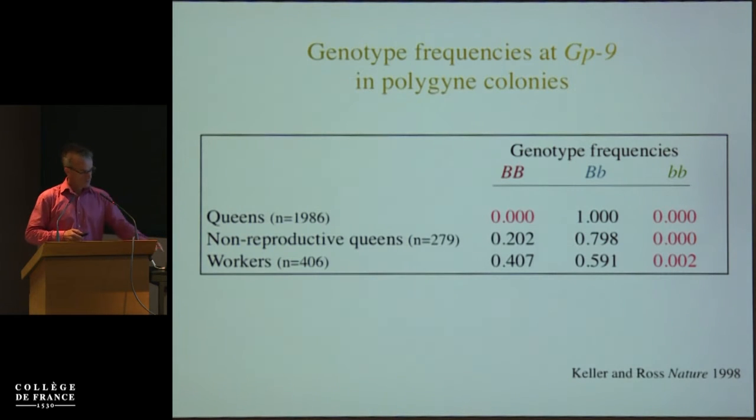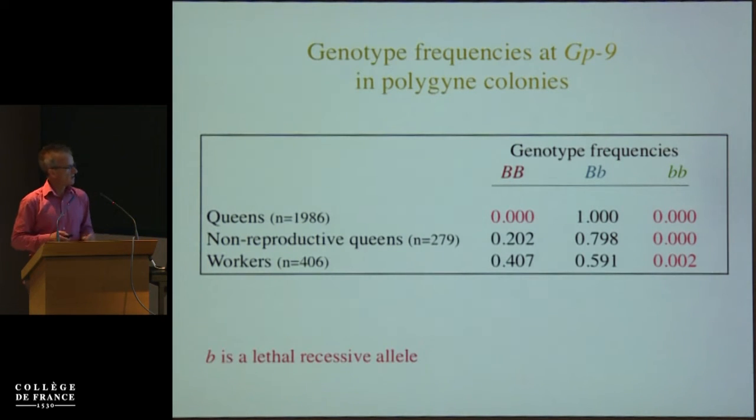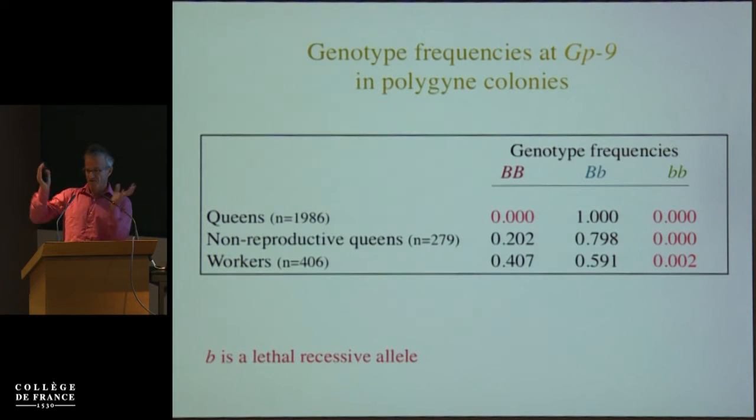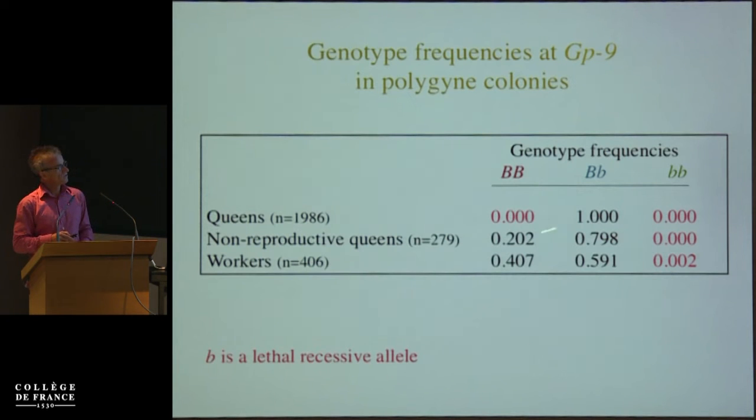So we did several experiments, and we found that the small b allele behaved like a recessive lethal allele, so that all females, when they eclose from the pupae, so when they have the adult form, will die within 2 or 3 weeks after eclosion. So we have an explanation for that. But the question is, why don't you have those individuals? As you can see, this is most clear for the queens.